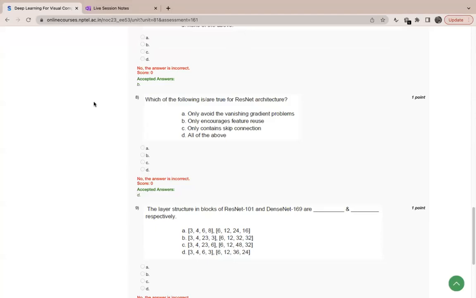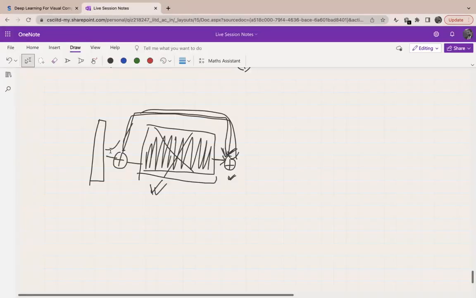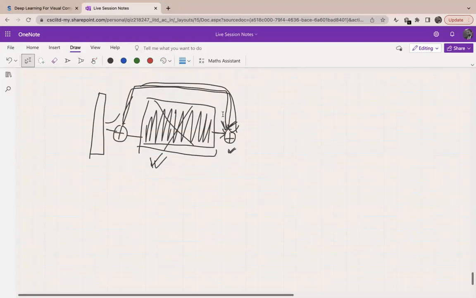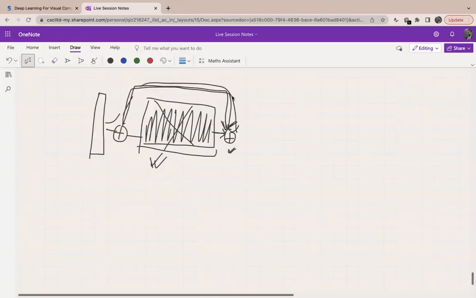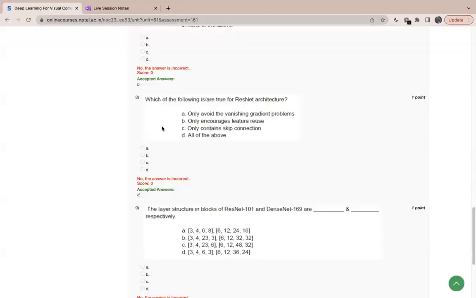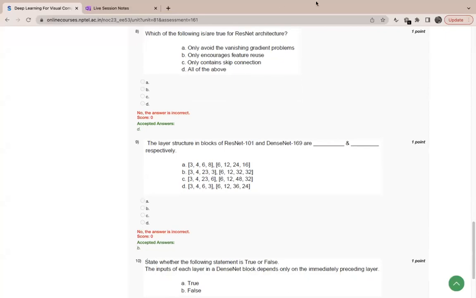Second, only encourages feature reuse. If the feature that is here, it will be reused again here, without skipping this block. And only contains skip connection. This concept is called skip connection. This is skipping this entire block. So all of them are true.